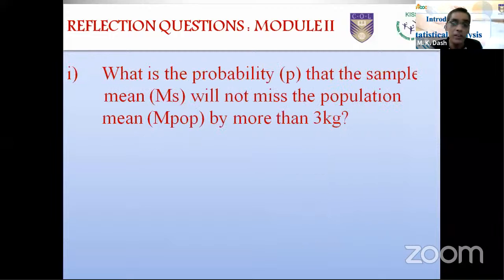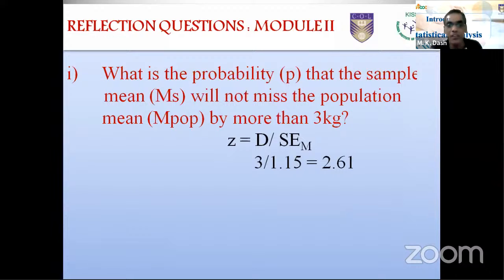Now, look into the first bit. What is the probability that the sample mean will not miss the population mean by more than 3 kg? The question is a bit tilted, but it is not much difficult. Find the Z value, D by standard error of mean. D is the difference between the means. It will not miss the population mean by more than 3 kg, means the difference is 3. In place of D, put the 3 and proceed. You will get Z value 2.61.